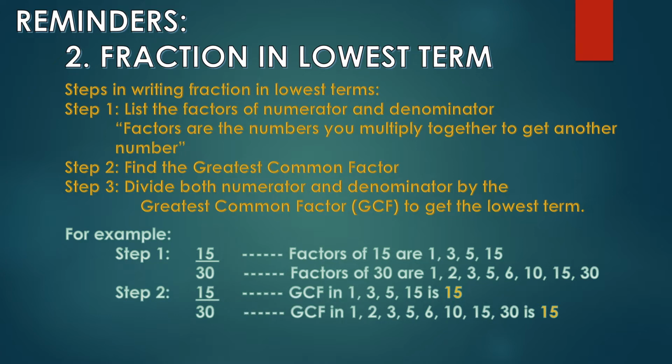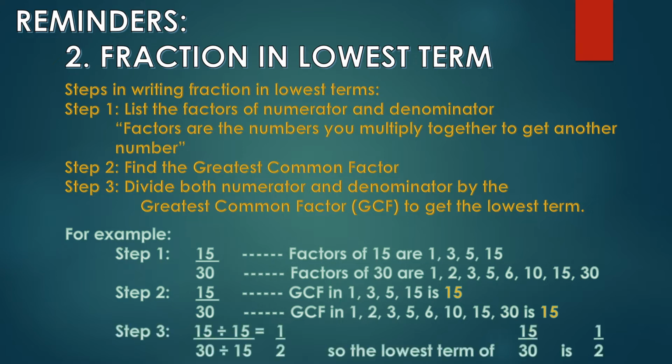Step 2, we need to find the GCF or the greatest common factor. From the list of the factors of 15 and 30, we can see that they have the common factor which is 15. Okay, so why do we choose 15? Actually, there are other common factors like 3 and 5, but 15 is the greatest. That's why it is the GCF for this fraction.